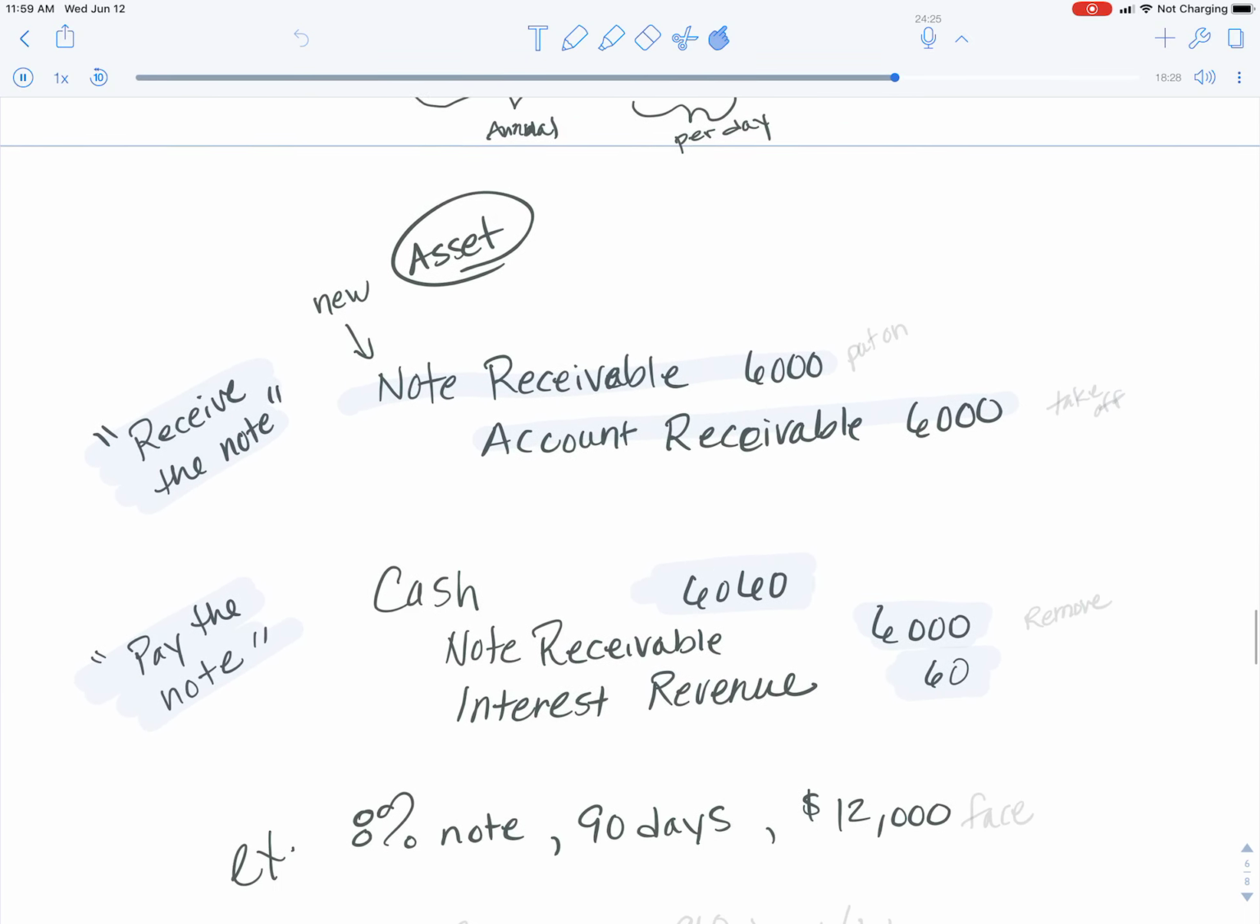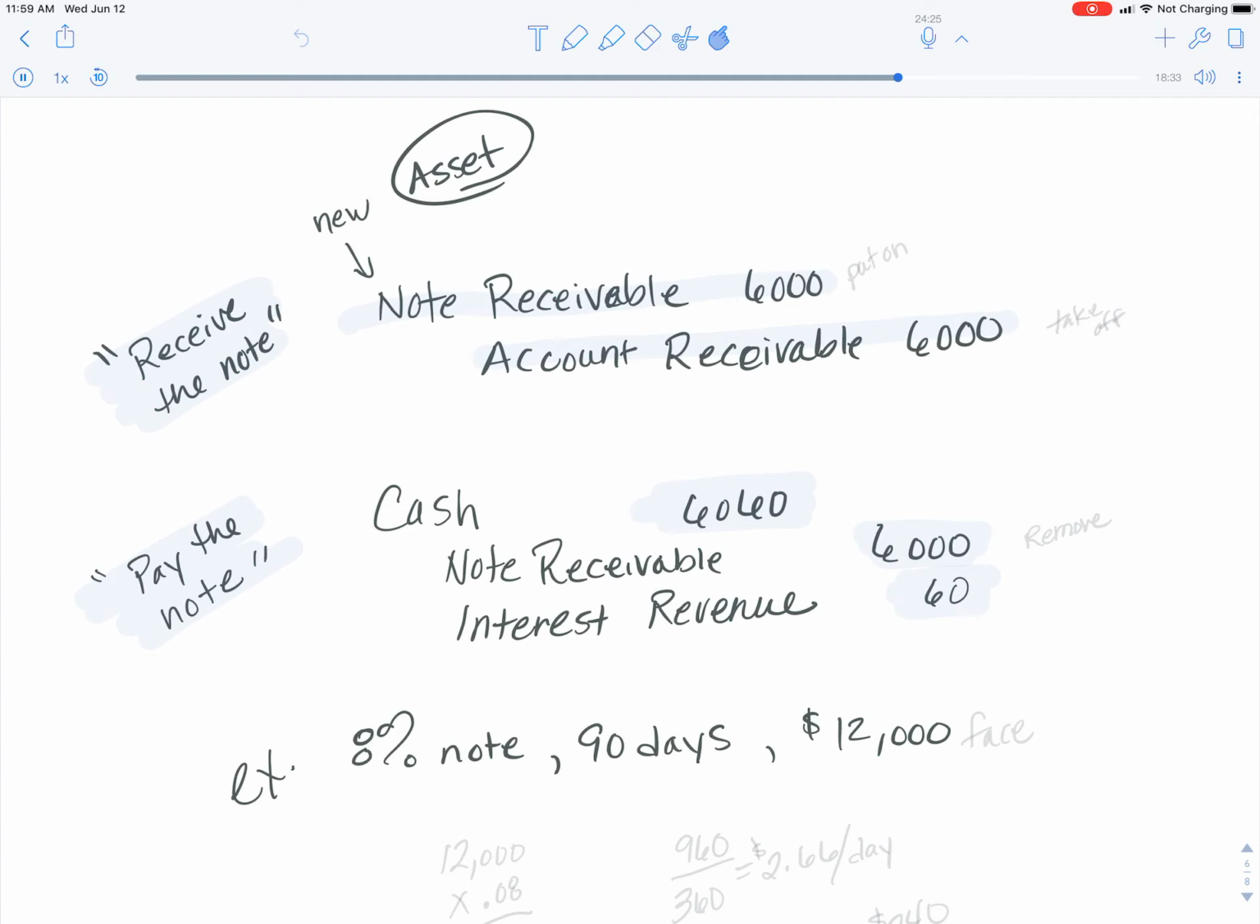So here are your journal entries for this note. The terminology is, for the first entry, you receive the note. That means that we get a piece of paper from our customer that says they promise to pay us back. So usually this is because they have taken too long to pay their accounts receivable. So we're going to remove their account receivable and put on, with a debit, a more formal note that says, okay, not only are you now going to pay us $6,000, but you signed a document that says that you will, and you will pay me interest as well, because you don't pay interest with accounts receivable. So the first thing you do when you receive a note is you take off the AR and you put on the new note.